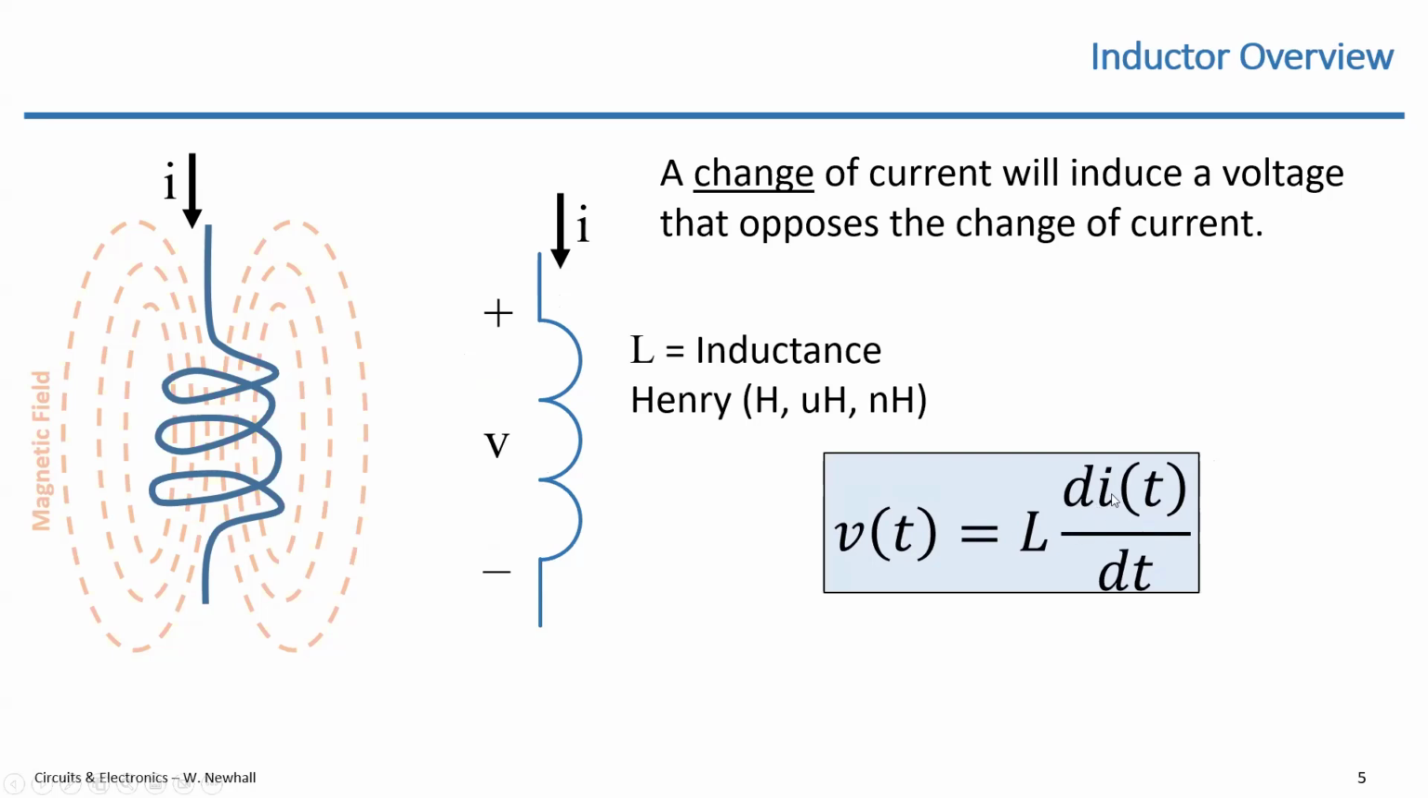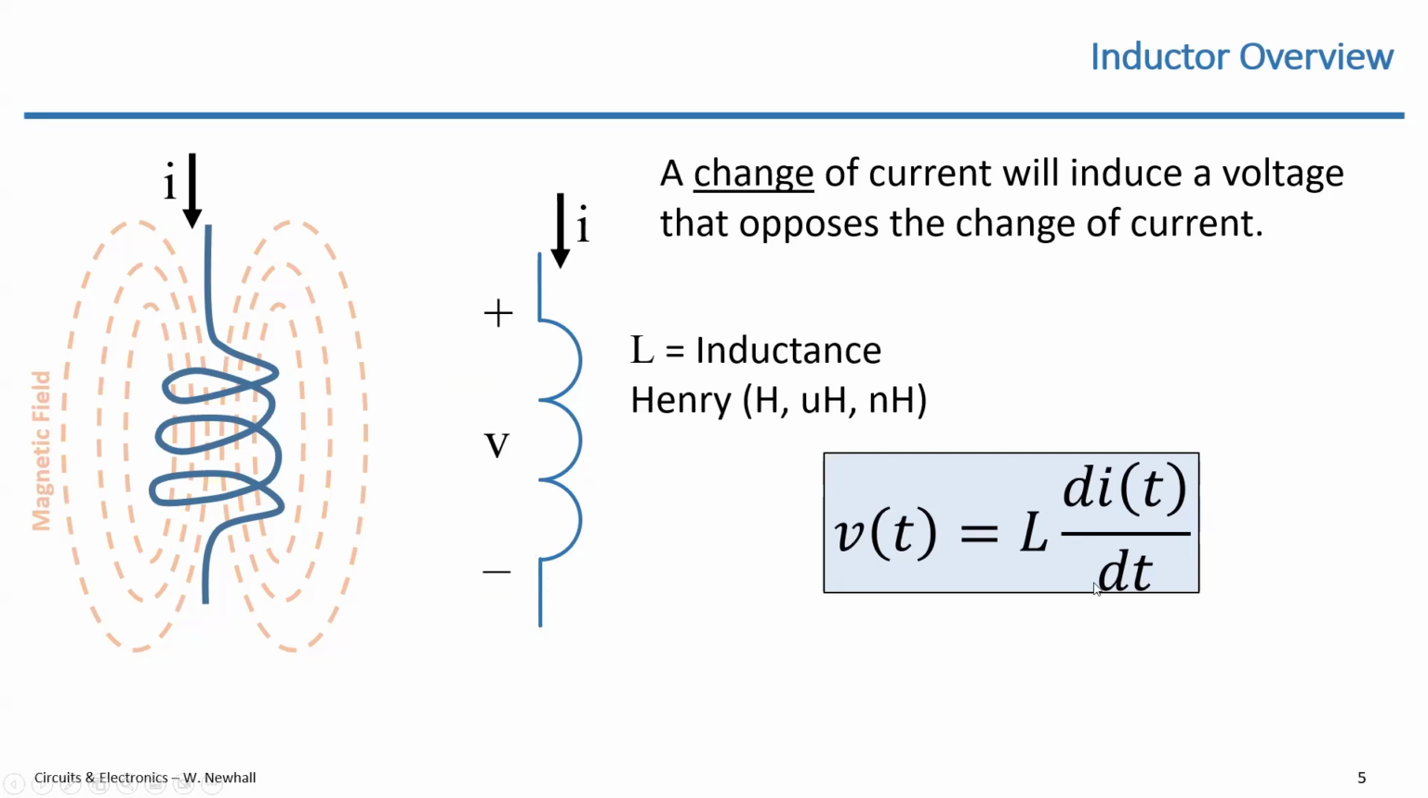If I try to decrease the current, I get a negative derivative here. That voltage goes negative. Then I have a negative voltage with this polarity, or if you want to visualize this with a positive polarity, the polarity switches, so positive would be on the bottom. So as this current is trying to decrease, this voltage is trying to keep that current flowing. Okay, it's trying to oppose that decrease of current.